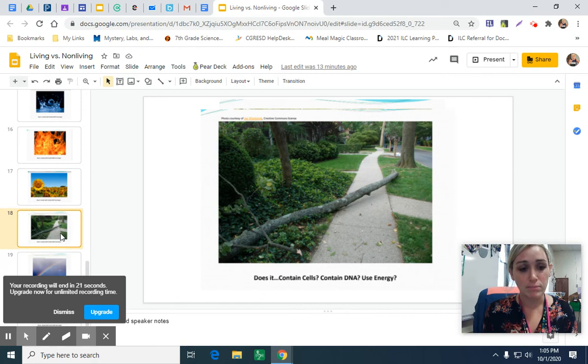Finally, our tree limb that's fallen here. This qualifies as non-living because, although it does contain cells, and it does contain DNA within those cells, it used to use energy. It does not anymore, so it doesn't pass that test. And it will no longer grow, so it is no longer considered a living thing.